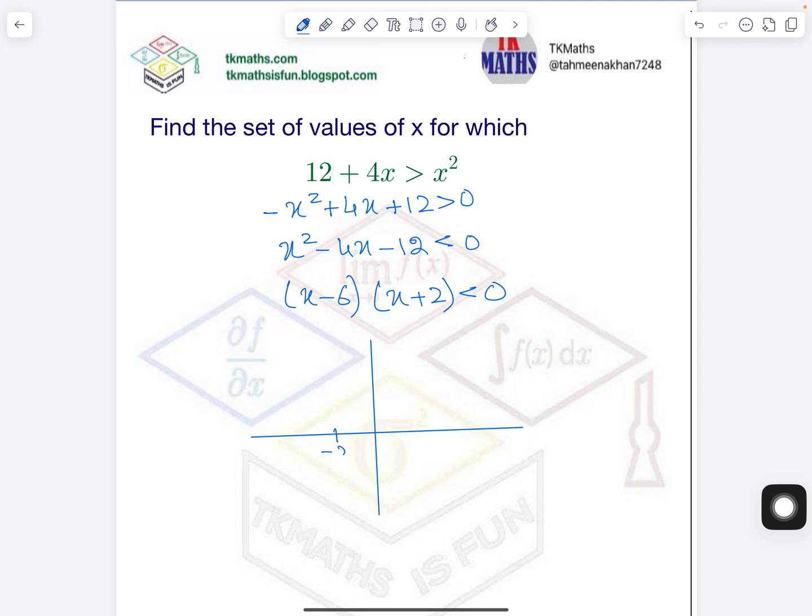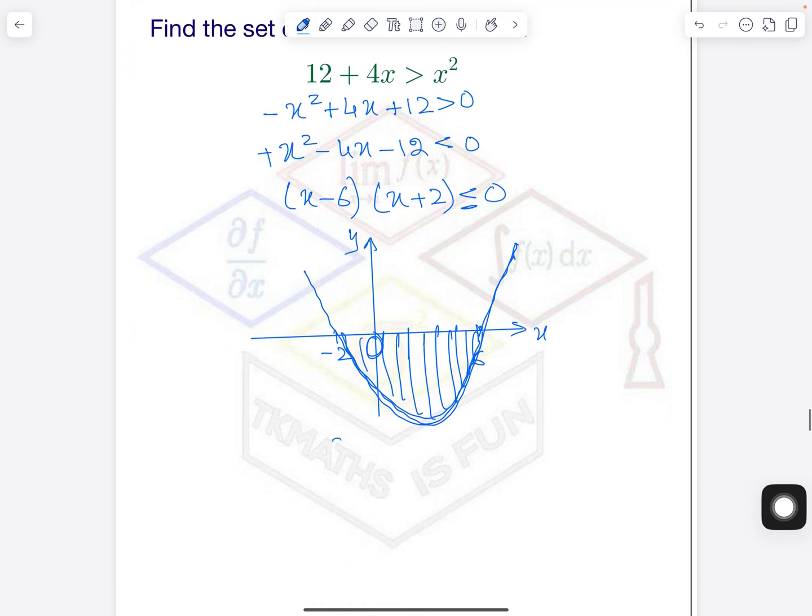It will pass through -2 and 6. The coefficient of x squared is plus. So it is the part of the curve which is below the x-axis. Why? Because it is less than 0, negative. So values of x are in between -2 and 6.